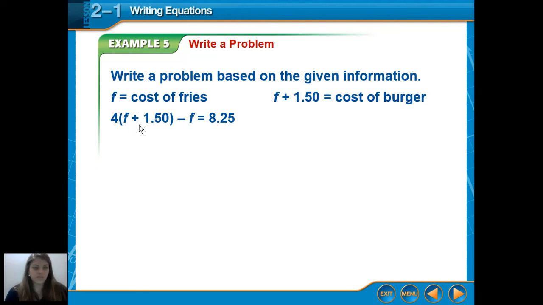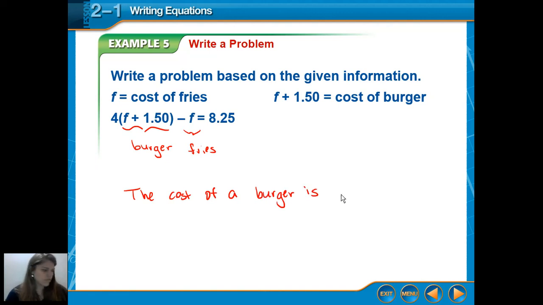4 times f plus 1.5, minus f equals 8.25. So this here, they just said this was the cost of the burger. Okay, and we know that this is the cost of fries. So we can say that the cost of a burger is $1.50 more than the cost of fries.